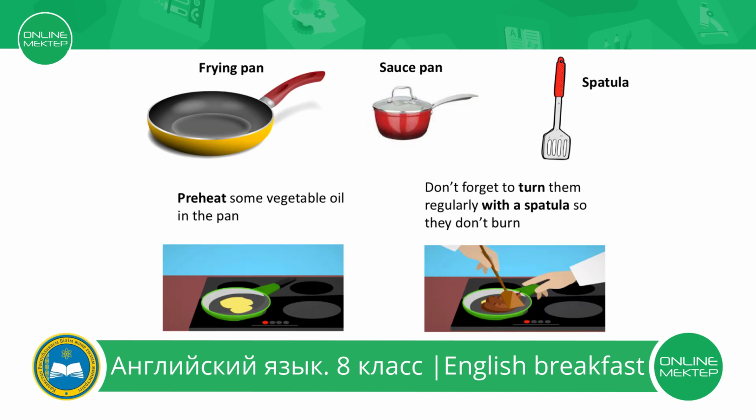Excellent. Now you will learn some new vocabulary and you will also learn how to give simple instructions using the imperative present simple. To cook full English breakfast, you will need a frying pan, a saucepan, and a spatula. First, preheat some vegetable oil in the pan. Pay attention to the word preheat.